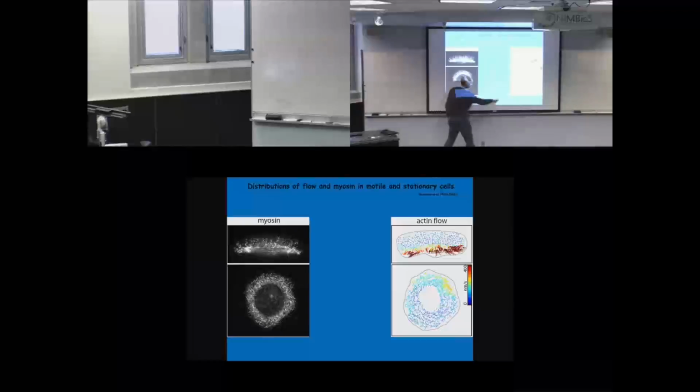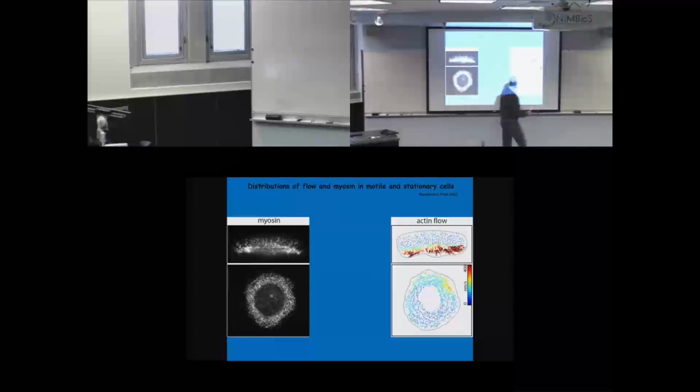So if you take a stationary cell, you have centripetal flow. It's of course not completely uniform, because nothing in biology is constant and uniform. Myosin, so the complication is because of the cell body. Myosin is bunching up around the cell body. It's probably under the cell body also, but we don't see it in the experiment. And when the cell is moving, the flow is high at the rear as predicted, and myosin also is swept to the rear.